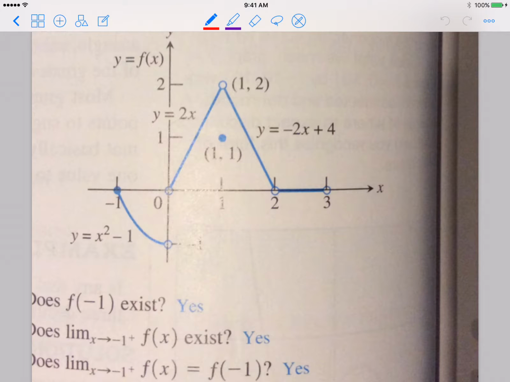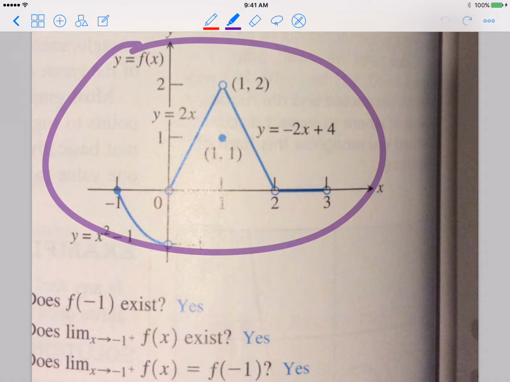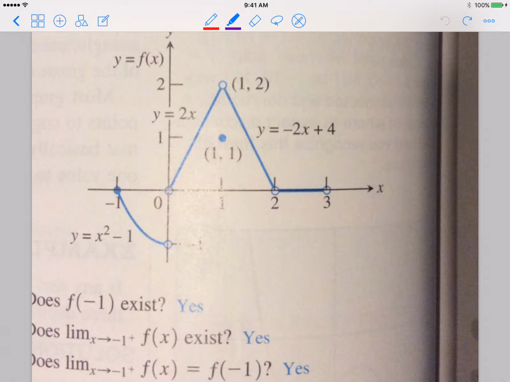Number 11, the question is using this graph right here, this particular graph defined by the piecewise function on the bottom left corner of page 84. In any case, you could just start with this graph. You don't really have to worry about those functions. The first question on number 11 is asking, does f of negative 1 exist? So is there a defined y value at x equals negative 1?